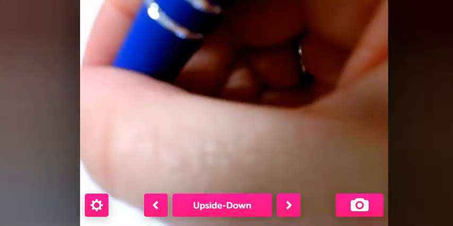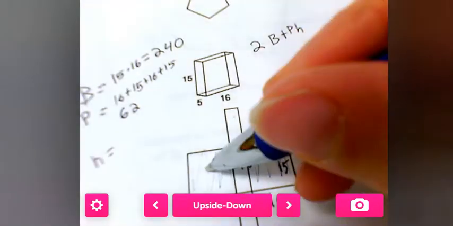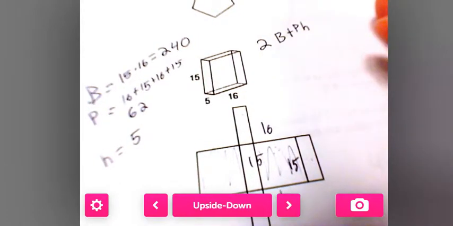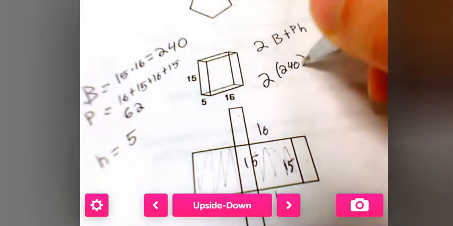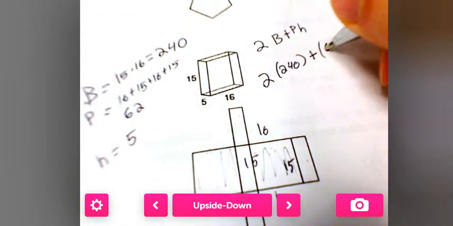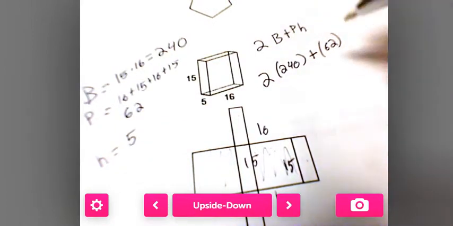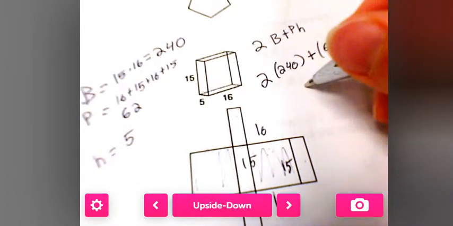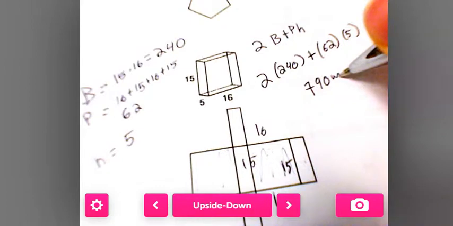Okay, so the height or the distance between these 2 bases is what? 5. Notice that my base, if I'm looking at the 3D shape, is not laying on the ground. The bases are the 2 that are equal to each other. So now we're going to go 2 times the area of the base, which is 240, plus the perimeter, which is 62, times the distance between the 2 bases, or what we call the height, 5. And we get 790 units squared.